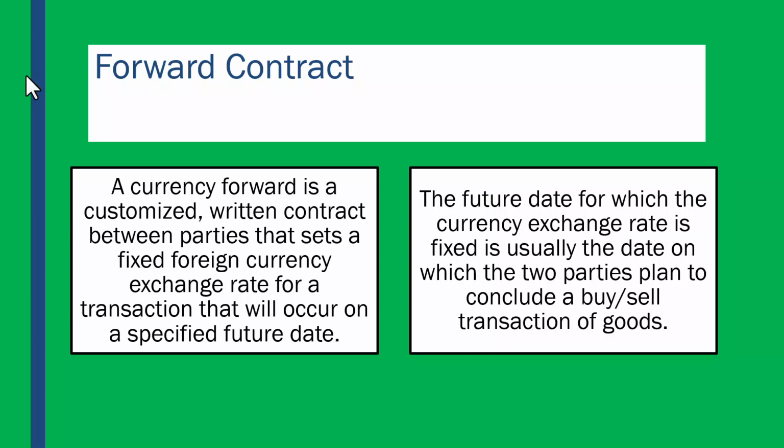The future date for which the currency exchange rate is fixed is usually the date on which the two parties plan to conclude a buy or sell transaction together. Normally it culminates at the time when the transaction actually takes place. Like, if I go to the bank now and fix the rate, but in the month of December I'm going to conclude that transaction.